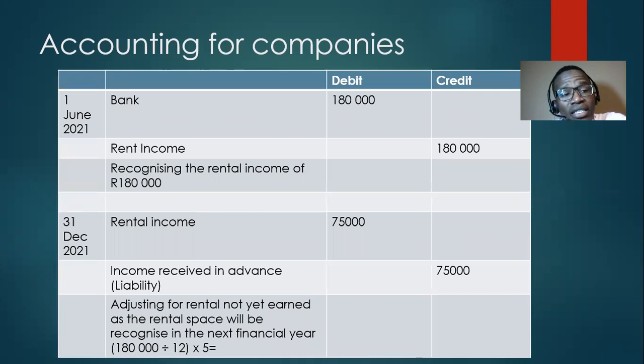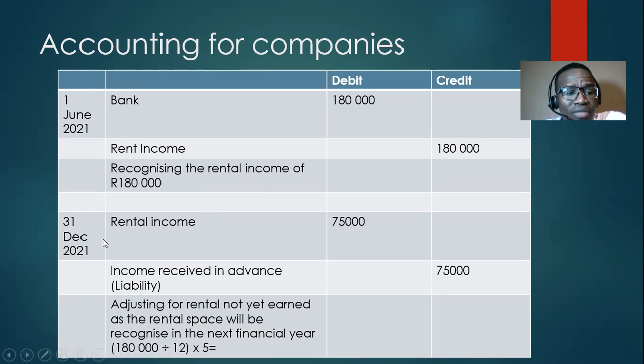So when the company received that 180,000 on the 1st of June, it's going to say debit bank. Remember, when the company receives cash, it's an increase to your bank account. Remember, you said a bank account is an asset, and an increase is on the debit side. Then credit rental income, because rental income is your income, and income received increases on your credit side, right? That's the 1st of June.